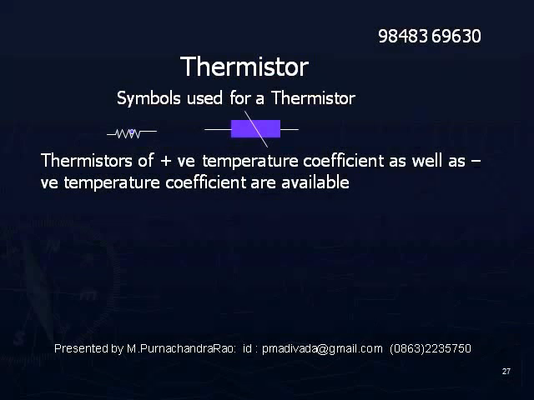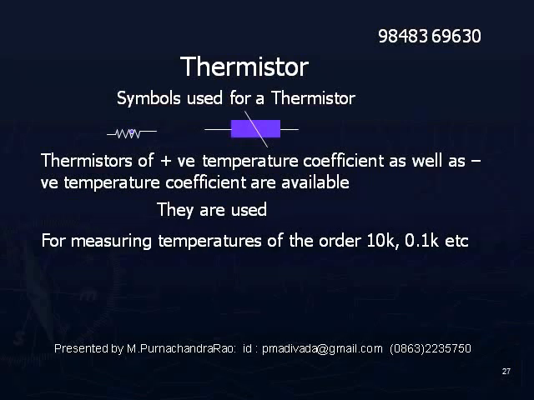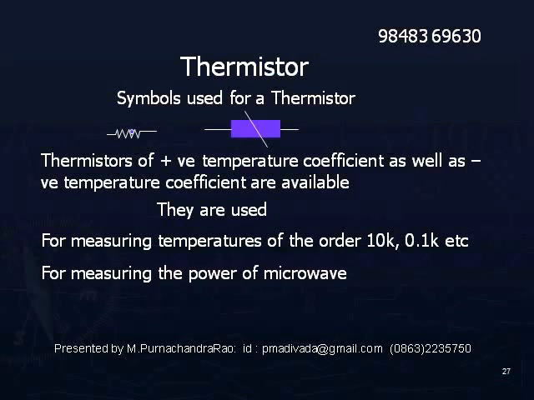They have both positive temperature coefficient and negative temperature coefficient. Thermistors of positive temperature coefficient are available and thermistors of negative temperature coefficient are also available. For certain thermistors, the resistance increases with temperature, so they have positive coefficients. For some other thermistors, their resistance decreases with increase in temperature, so they have negative temperature coefficient.